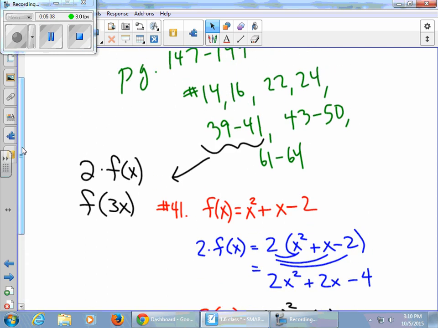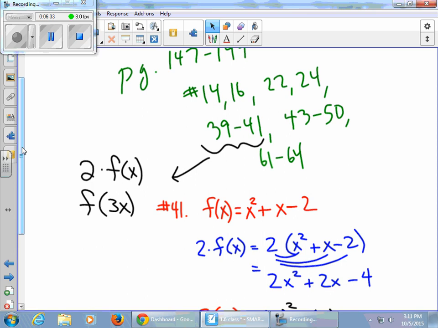For 43 through 50, and this is sort of just me saying them, 43 you would move right 3, vertically stretch by a factor of 2, and then down 4. 44 you would translate left 1, vertically stretch by a factor of 3, and reflect across the x-axis. 45, you would horizontally shrink by a third and then move down 4. 46, you would go left 4, vertically stretch by a factor of 2, reflect over the x, and then translate up 1.